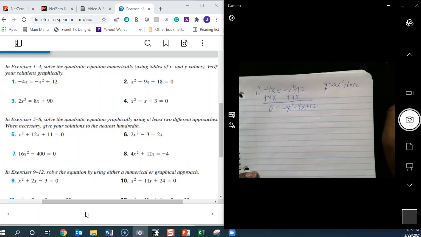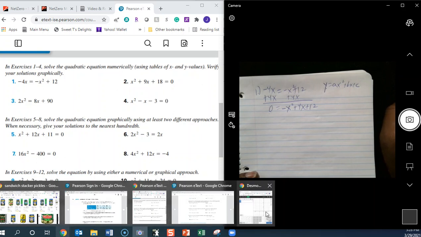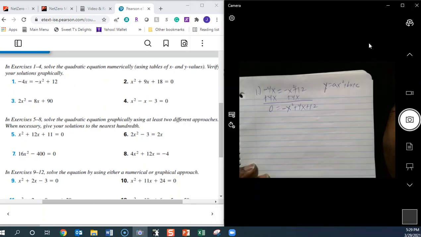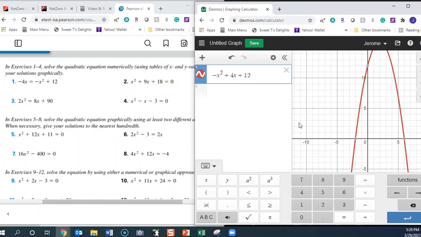Okay, first thing, we go to our Desmos calculator. Let's pull that up. All right, so we're going to type in the new equation that we had. We're going to type in first the other side of the 0, which is the negative x squared plus 4x plus 12. Okay, now let me just minimize this. This is the equation we have here. We're not doing the 0 yet. All right. So we typed in this equation.